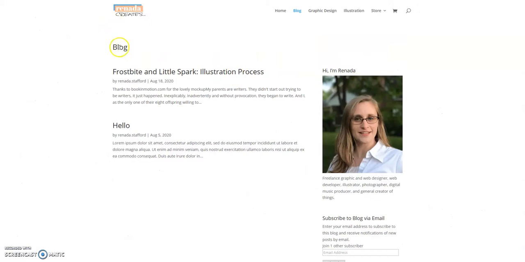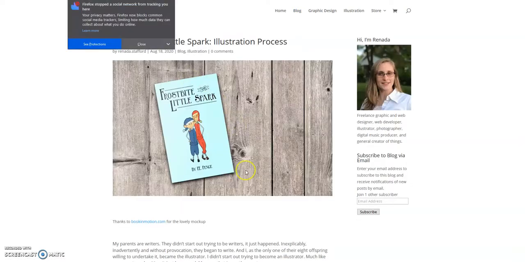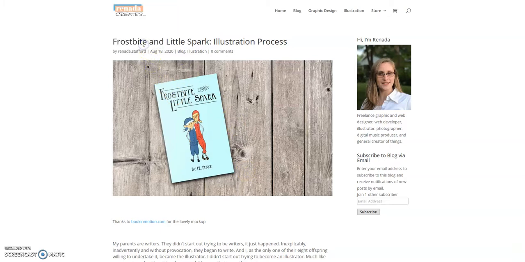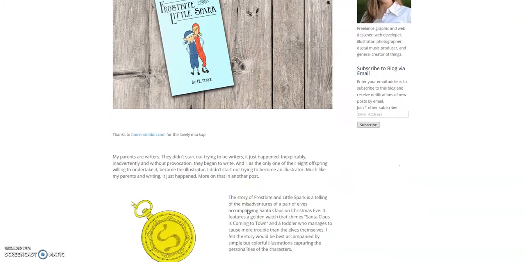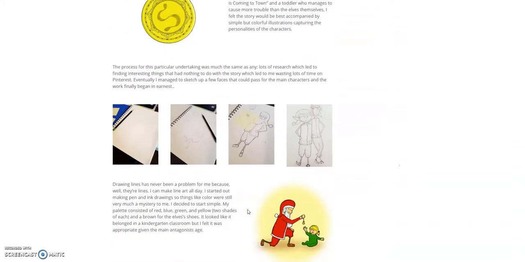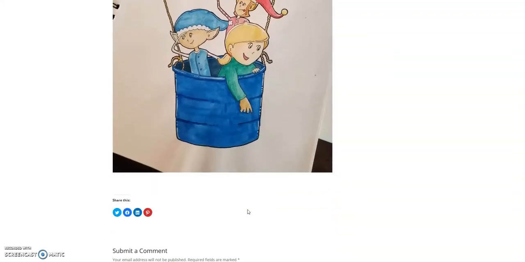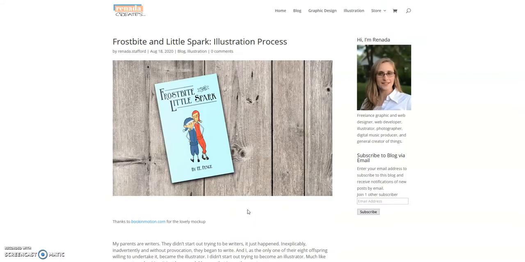So this is the blog page of all the blog posts, of which I really only have one. So this is my one and only blog post. It's about some illustrations I did for a book that my parents wrote, but this goes through the illustration process, shows some sketches, and things like that. And whenever I do a project like this, that's where a process write-up will go.